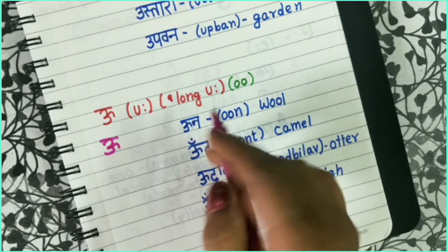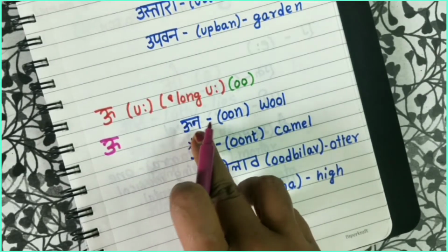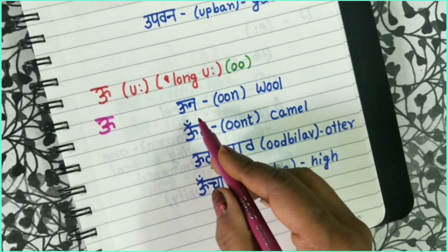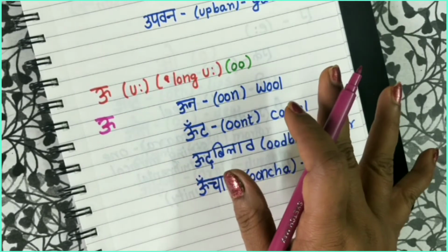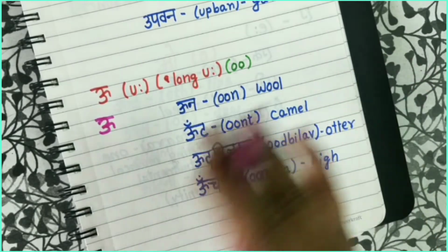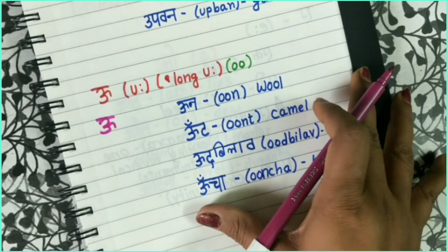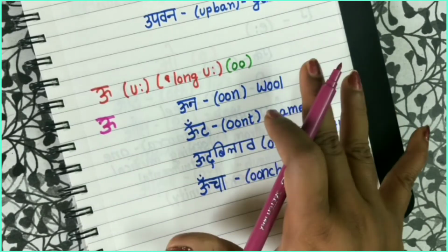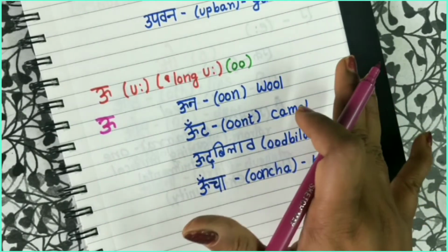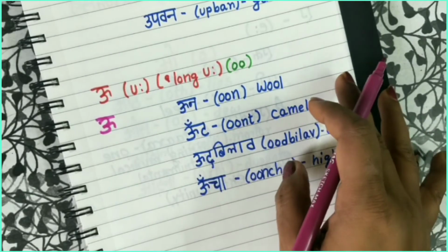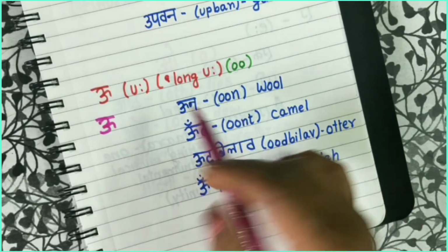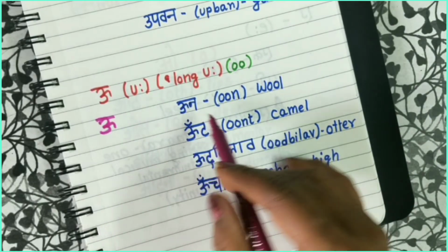So how can you memorize this? U say un, or u for un. Un means wool. This is a symbol of Chandra Bindu. I didn't tell any symbol. In my next upcoming videos, obviously I will do the matras. But before that, I will finish all the swars and vyanjan. All the vowels and consonant letters will be taught nicely. Then I will make the video for the matra, or symbols. So here, u for un, that is wool.